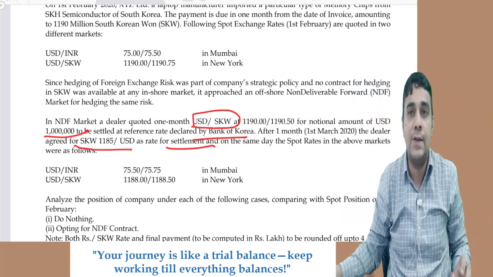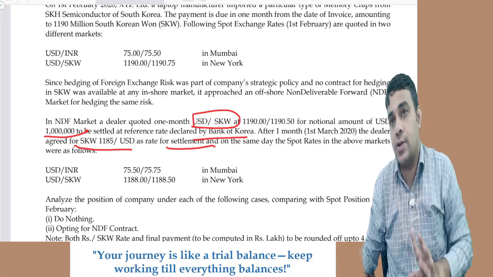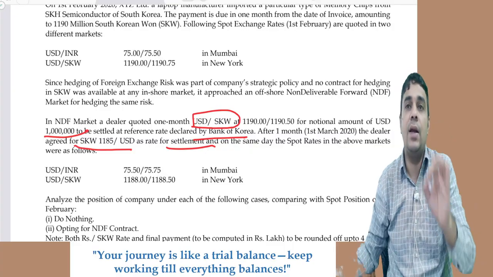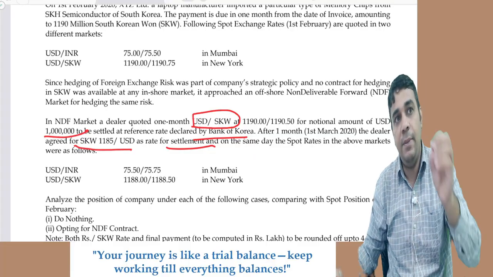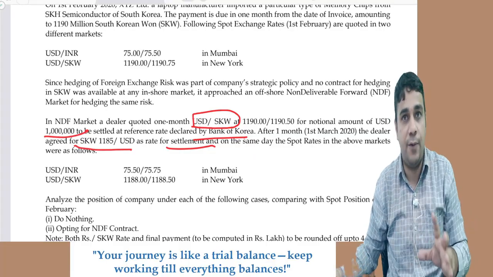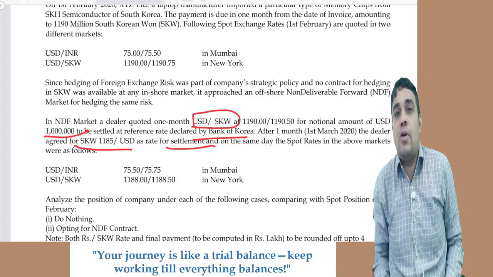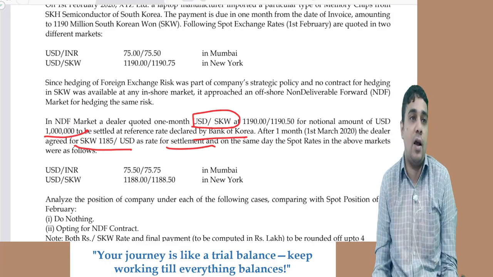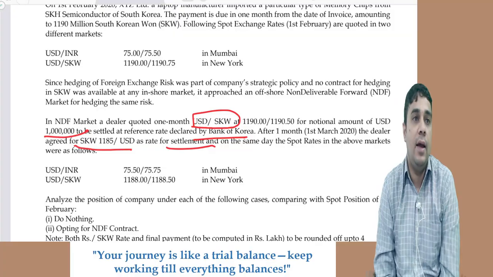This comparison is technically called transaction exposure risk. What is transaction exposure risk? I will calculate: if I make payment today, it will be 10 lakh. If I make payment later, it could be 10 lakh 50,000. That gap is called the risk, or the expected profit or loss if I don't do hedging. And the second option is opting for the NDF contract.